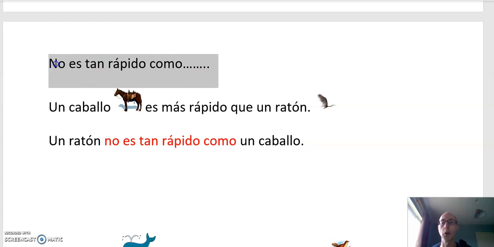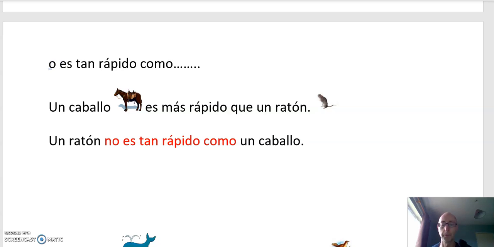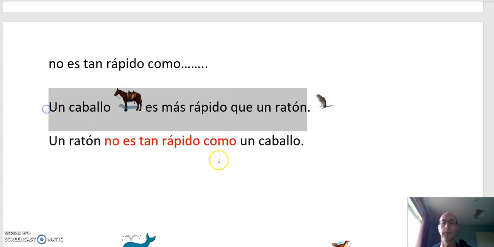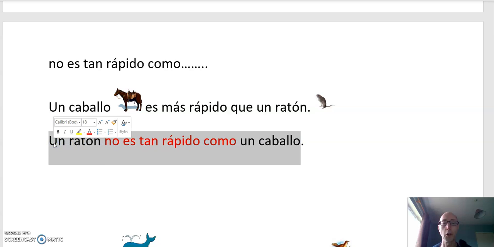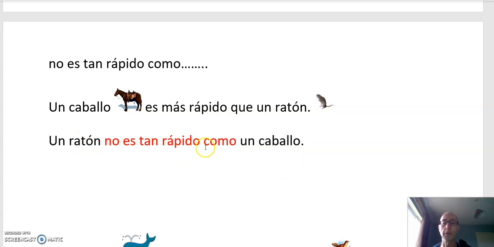No es tan rápido como. Por ejemplo, un caballo es más rápido que un ratón. Más rápido que un ratón. We know this one. You've seen this before. We can also say, un ratón no es tan rápido como un caballo. We can turn it around. We put the ratón first and make it negative. Is not as fast as. No es tan rápido como un caballo.